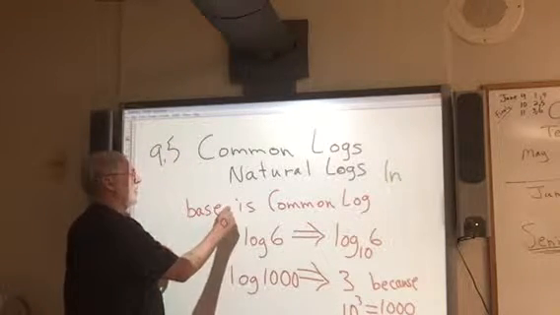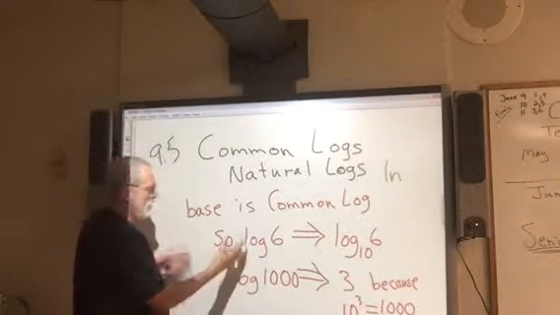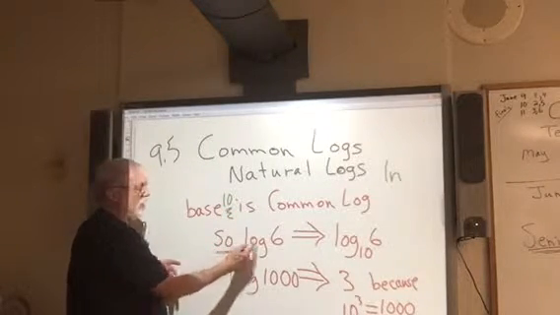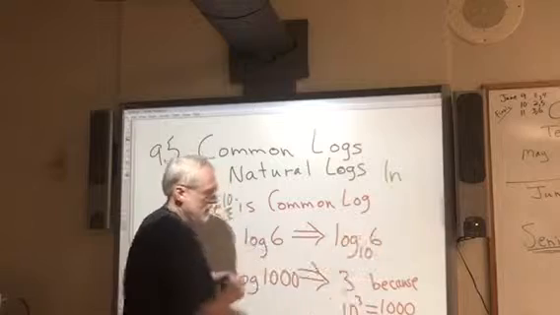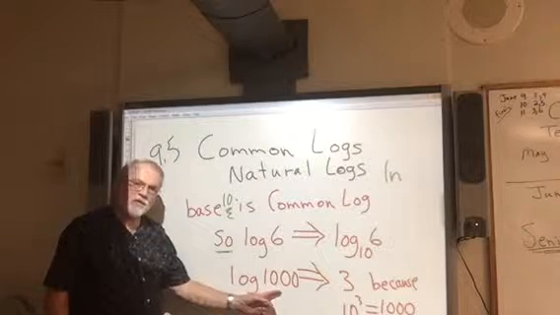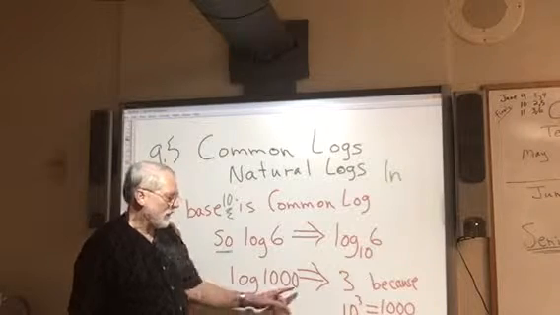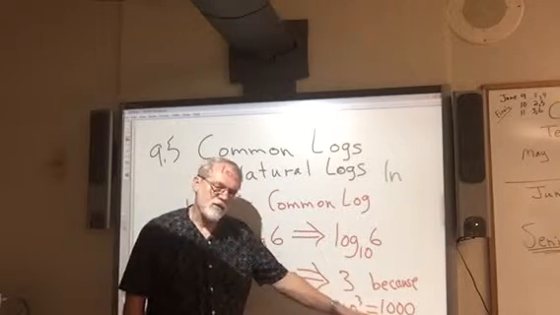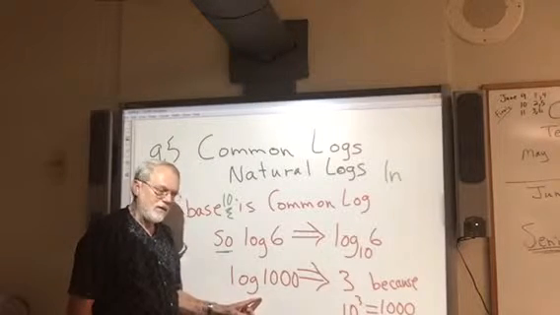When we talk about base, a common log is base 10. So log 6, we really mean log base 10 of 6. Those are the same thing. Well, how does that work then? If I said log 1000, what I'm really asking is, what power of 10 will give me 1000? And that would be 3, because 10 to the third power is 1000. So the value of this, because it's an imaginary base 10, is 3.